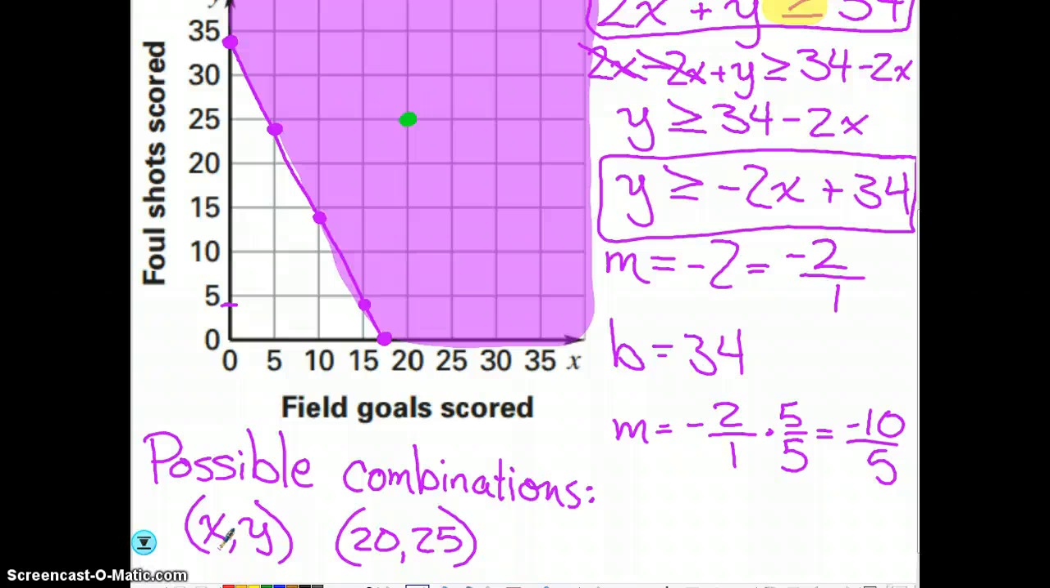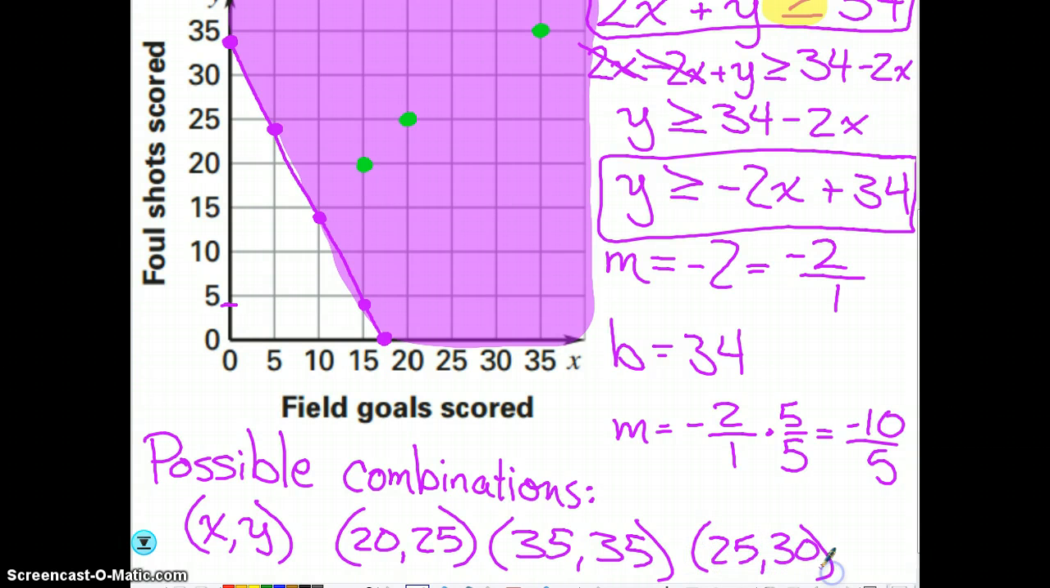15 and 20. We could use 15 and 20. 35, yep, 35 definitely works. Sure, we can keep coming up with them. We can come up with a whole bunch. As long as it's in that shaded region, it's going to work. Now, 25, 30.